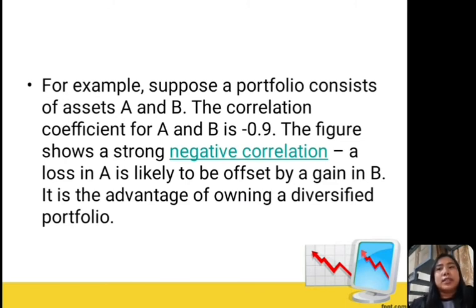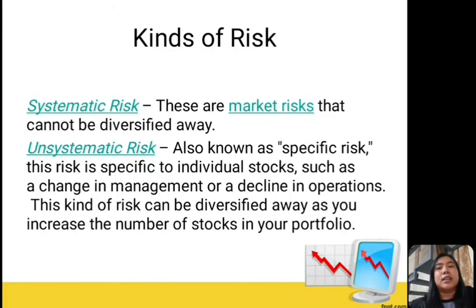Modern portfolio theory stated that the risk for individual stock returns has two components. First, systematic risk, and the second is the unsystematic risk. Systematic risks are market risks that cannot be diversified away. Interest rates, recessions, and wars are examples of systematic risk, while unsystematic risk, also known as specific risks, are risks specific to individual stocks, such as change in management or a decline in operations.